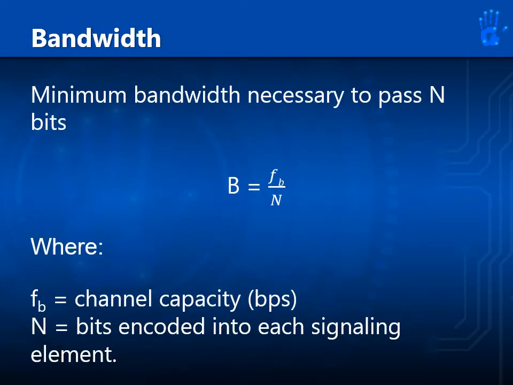Bandwidth. This is the formula for the minimum bandwidth necessary to pass n bits. Bandwidth is equal to f sub b divided by n, wherein f sub b is the channel capacity in bits per second and n is the bits encoded into each signaling element.